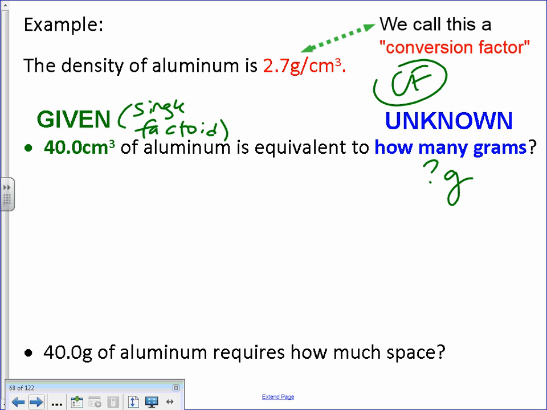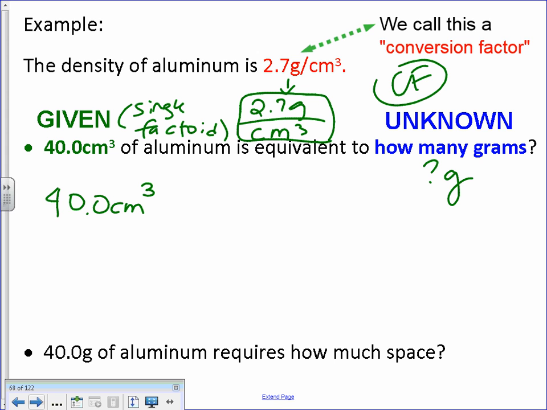Whenever you're starting a problem, always start with your given. So I'm going to start off with 40.0 centimeters cubed, and I want to solve this via dimensional analysis. This is what we started yesterday, where you put your conversion factor on the next step. You're converting from this unit to a new unit, but you're not actually changing the number or the measurement whatsoever. You're changing the way it looks. So if I see this, I know it can be written as 2.7 grams per centimeter cubed, because that slash just means fraction.